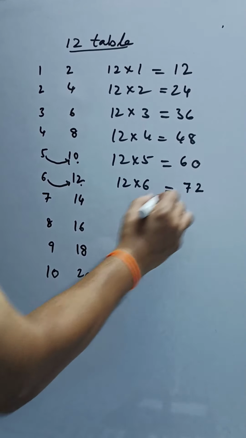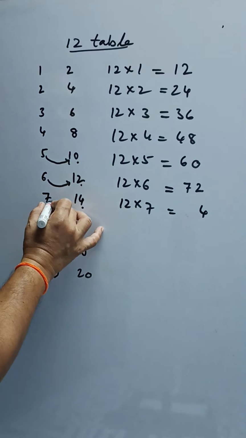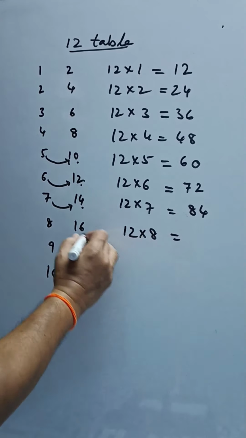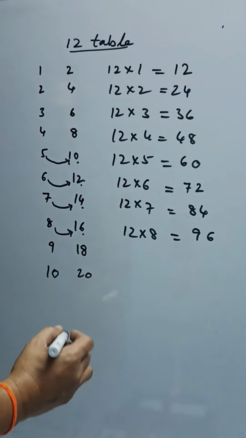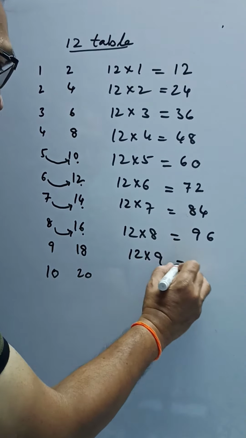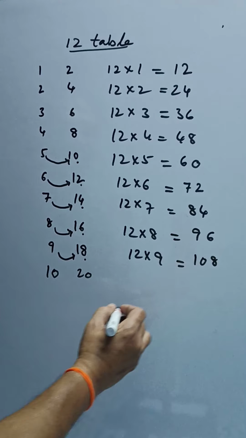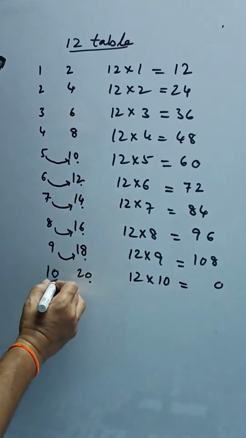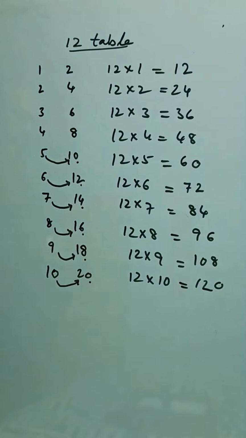To write 12 sixes are, write 2 as ones place, add 6 plus 1. 6 plus 1 is equal to 7. 12 sixes are 72. Writing 12 sevens are, 4 in the ones place, add 7 plus 1 is equal to 8, 84. 12 eights are, I want to write 6 in the ones place, 8 plus 1 is equal to 9. 12 eights are 96. 12 nines are, 8 in the ones place and 9 plus 1 is equal to 10. 12 nines are 108. To write 12 tens are, 0 in the ones place, add 10 plus 2, 12. 12 tens are 120. Likewise the 12th table we can write.